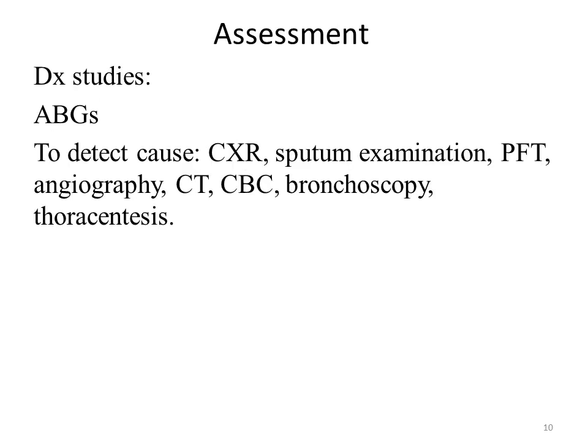Diagnostic test: ABGs to indicate the presence of high PaCO2, low PaO2, and decrease in pH. To detect the cause: X-ray, sputum, pulmonary function test, angiography, CT, CBC, bronchoscopy, and thoracentesis. All of these are used to diagnose the underlying cause. What is the cause that may lead to acute respiratory failure?